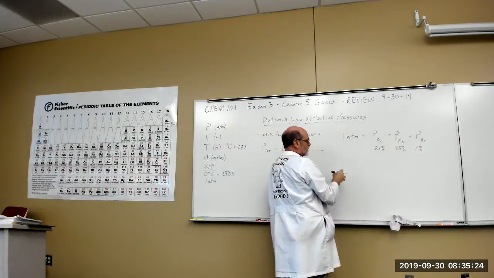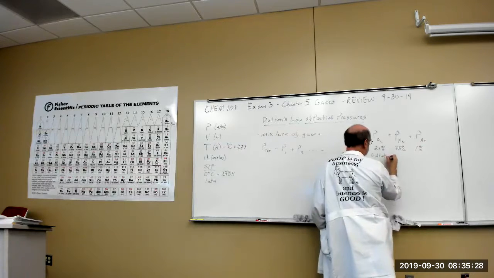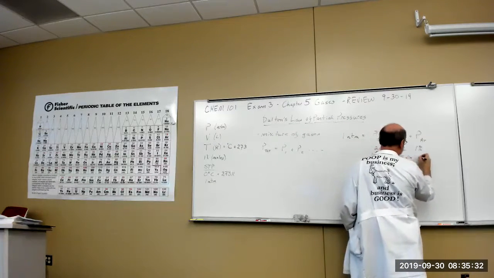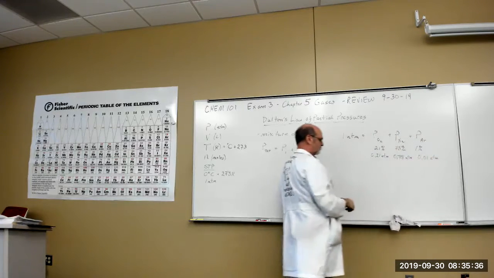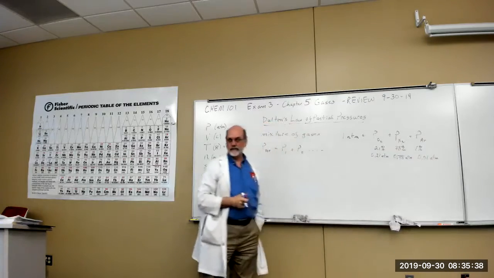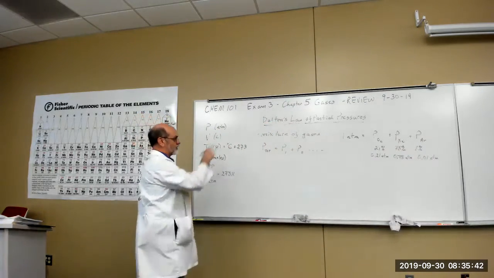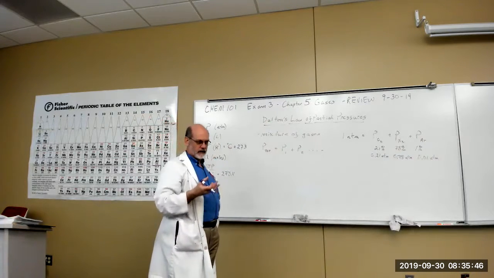So using that logic, this would be 0.21 atmospheres. This would be 0.78 atmospheres. And this would be 0.01 atmosphere pressure. Add those up, you should get 1 atmosphere. So that satisfies the conditions of Dalton's law of partial pressures for the air that you breathe at sea level.